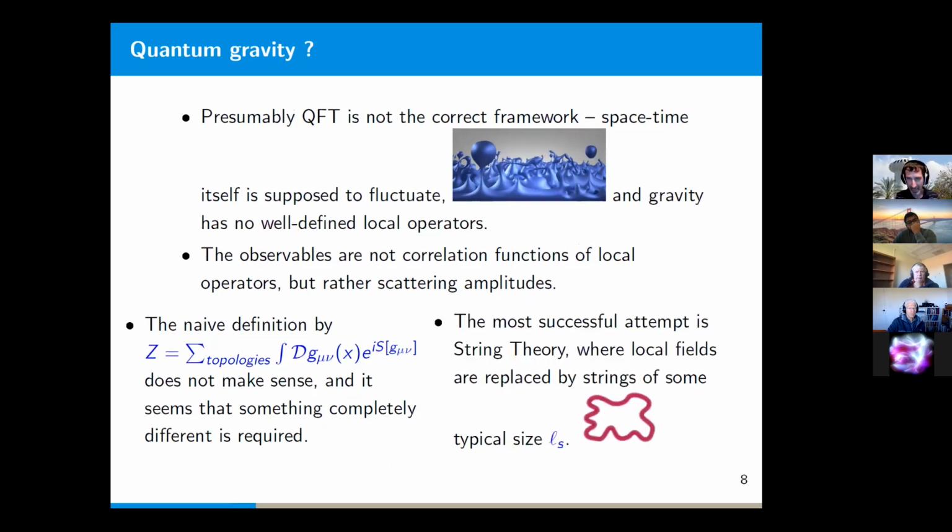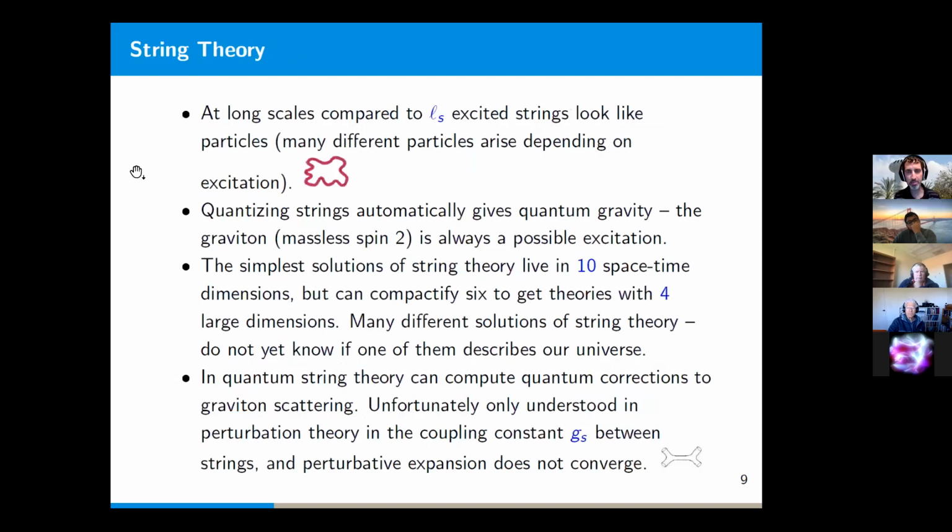And the best attempt that we have so far at this something completely different is string theory, where we replace local fields by strings of some typical size L_s, which is related to the tension of the strings, and therefore that sets the size of typical excitations of the string. At long scales compared to the string scale, excitations of the string look like particles, and a string can generally have many different excitations that will look like different particles. And the nice thing about string theory is that quantizing strings automatically gives a theory of quantum gravity, because one of the excitations of the string is always a graviton, namely a massless spin 2 particle.